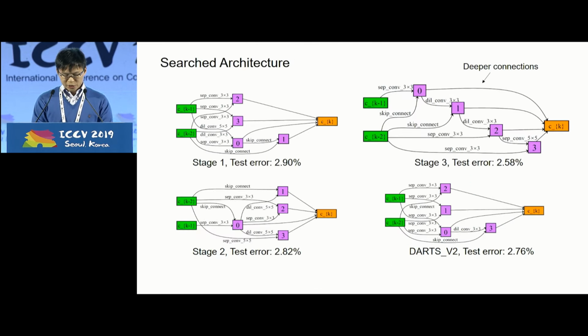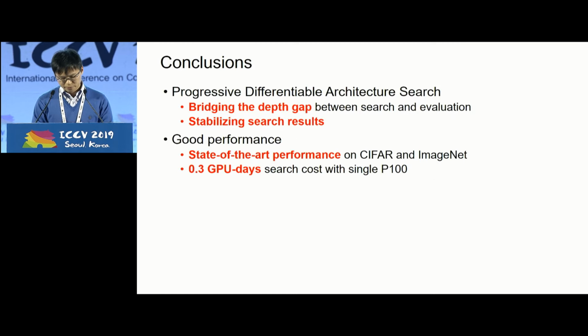Finally, we show the searched architectures and the corresponding test error on CIFAR 10 for each search stage. Stage 3, with the deepest search network, achieved the lowest test error, and the discovered architecture contains deeper connections, which verifies the usefulness of bridging the depth gap.